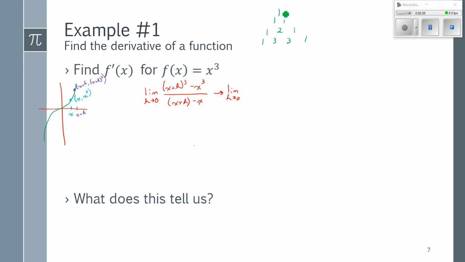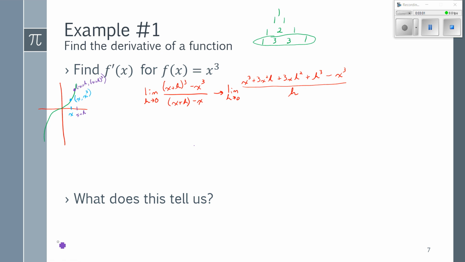So the first row is for the 0 power, first power, the second power. So this tells me the coefficients for my third power. So I've got then x cubed plus 3x squared h plus 3x to the first h squared plus 1h cubed. And then I've got minus my x cubed. And then this will all be over, when I simplify the denominator, h.